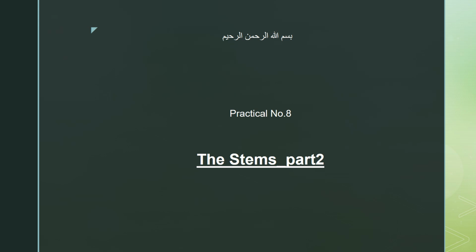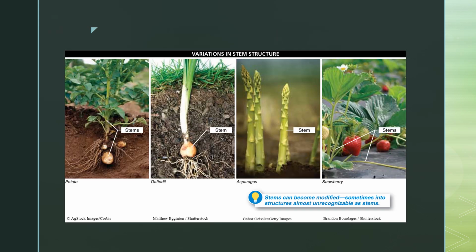Today's lesson we will complete the previous topic, which is about the stems, and today we're going further to talk about the types of stems and the stems modification. As you see in these pictures, and also in the nature around you, you can observe there are several shapes and types of plants and trees, and they have several types of stems.